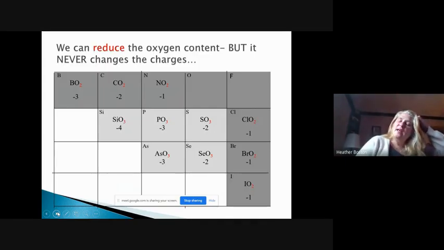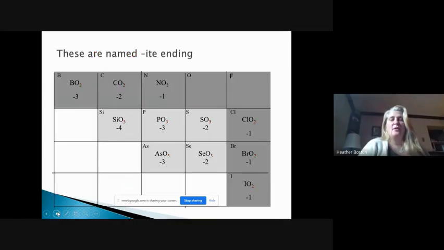You can also have fewer oxygens. So the outside ATE versions have 3 oxygens. The inside ATE versions have 4 oxygens. If you reduce that by 1, so for example, let's try carbonate. Carbonate is on the outside, so it would be CO3 -2. Carbonite has 1 less oxygen. The ATE ending is changed to ITE when you have 1 less oxygen. So carbonite is CO2, still with a charge of -2. Sulfite is SO3, still with a charge of -2.